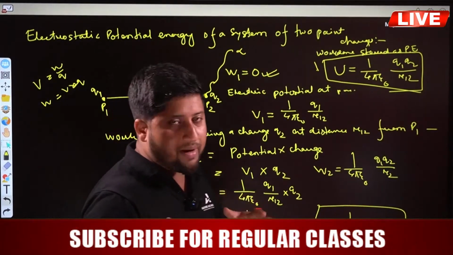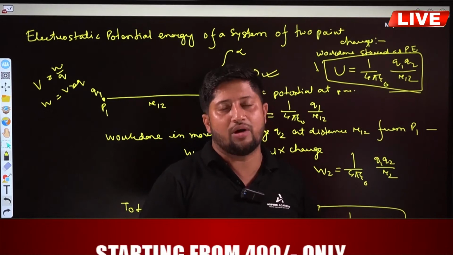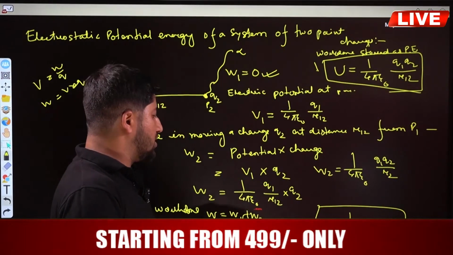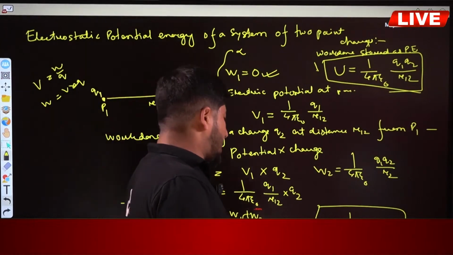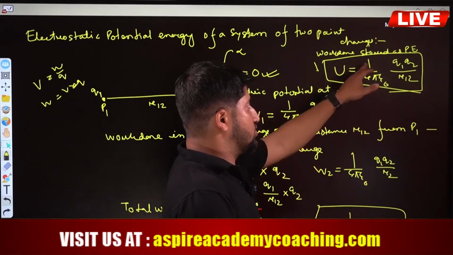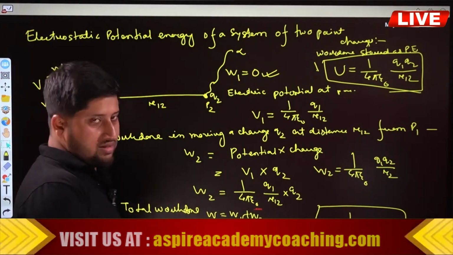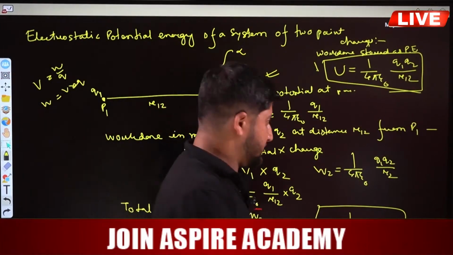So total work done is W1 plus W2. Then W1 is equal to 0 and W2 is equal to 1 by 4 pi epsilon naught Q1 Q2 by R12, and this work done will correspond to the potential energy. So this is the potential energy of a system of two-point charges. Okay, this is very important. Next point.